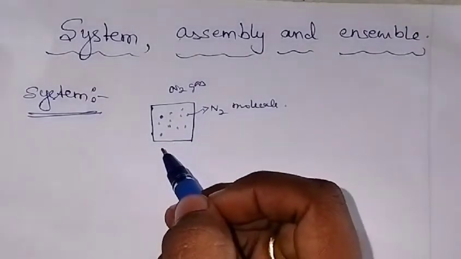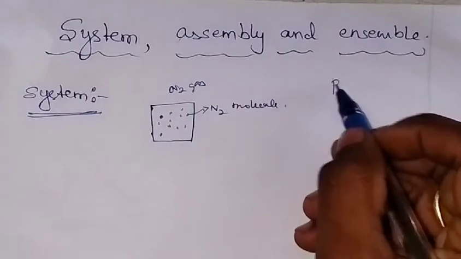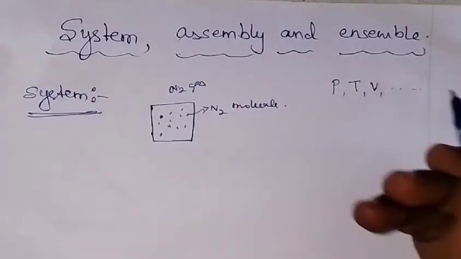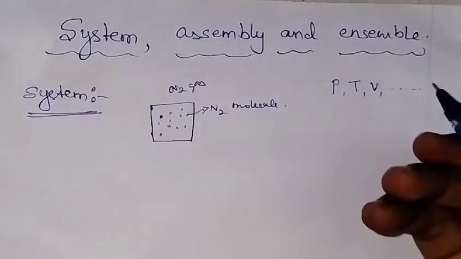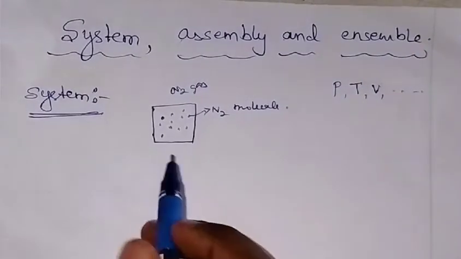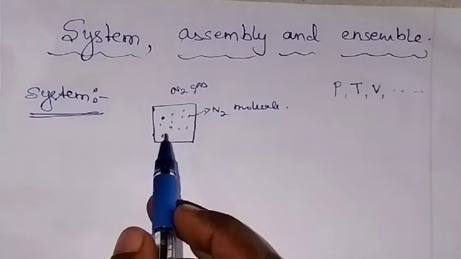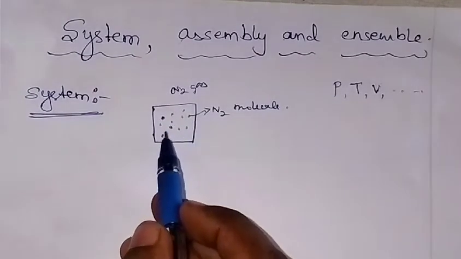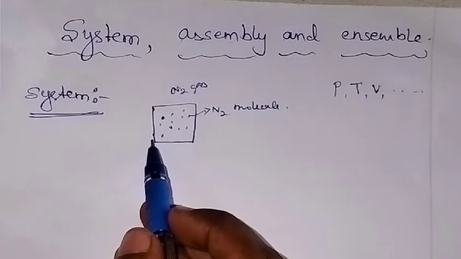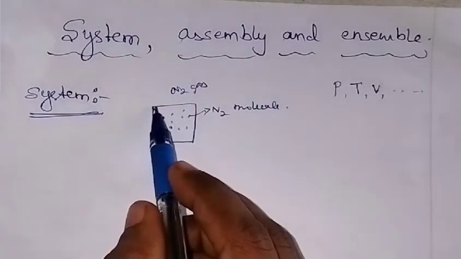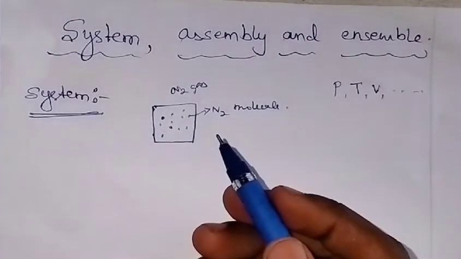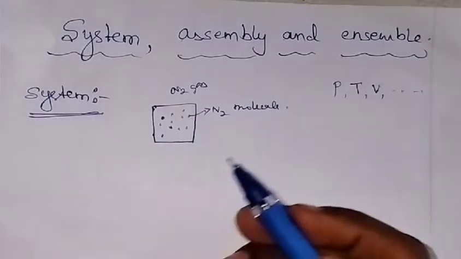So what are the properties? Properties are nothing but pressure, temperature, volume, energy, entropy. Now in statistical thermodynamics, we are studying the property of the individual system. While in classical thermodynamics, what are we doing? We are studying this entire container as one and determining its property. That is what classical thermodynamics is.